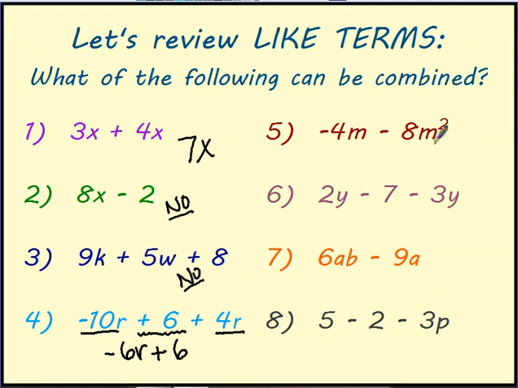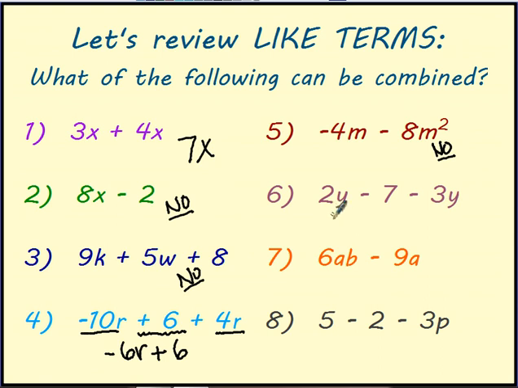Up here in my fifth example, I have a negative 4m and I'm subtracting an 8m squared. Even though these are both m's, one has an exponent of 2, the other one does not. That makes them not like terms. I cannot combine those m's.